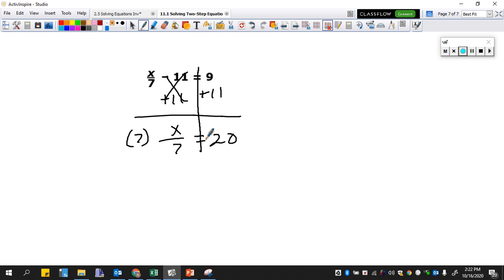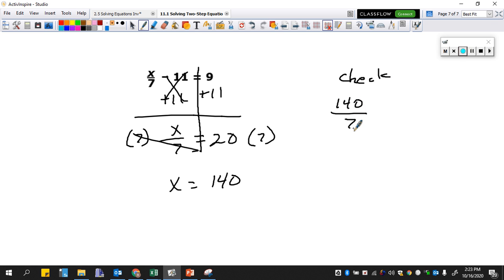And then I have to multiply by 7. The inverse operation of division is multiplication. Okay, so that leaves me with 1x, or just plain x is equal to 140. All right, so when I check it, I'm going to do it on the side here. So I have 140 divided by 7 minus 11. Is that equal to 9? Well, 140 divided by 7 is 20 minus 11, and 20 minus 11 is 9. So that checks out.